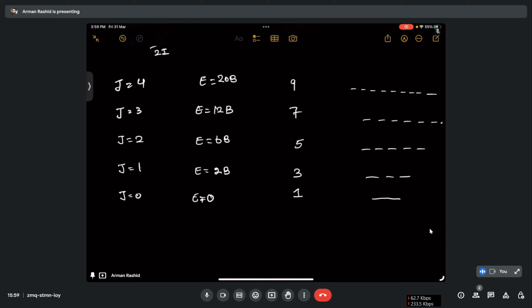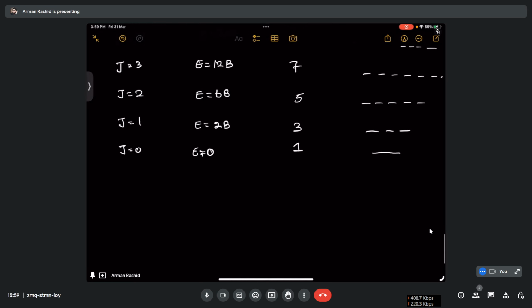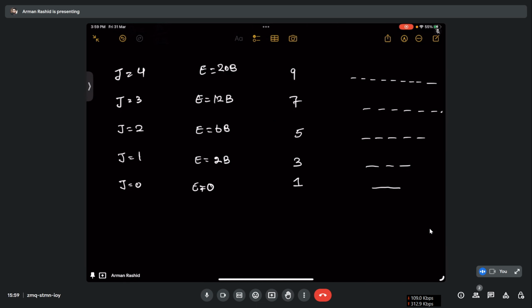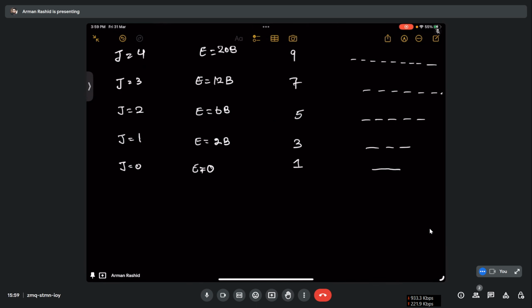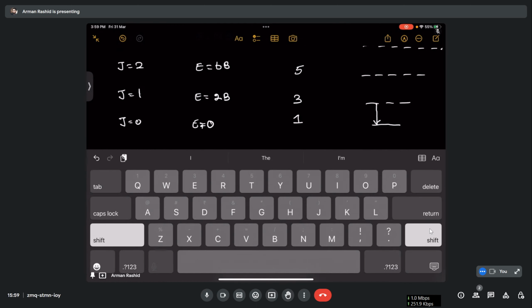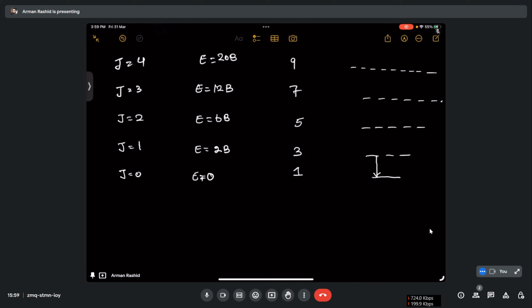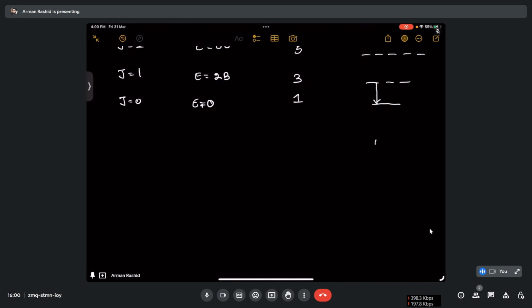Now we want to see the transitions that are happening. First, I will see a transition from the first state to this state. If we have a transition from this state to this state, it will give me an energy that corresponds to a single line, and its difference will be 2B. So when a transition happens from J equal to 1 to J equal to 0, its energy will be 2B.